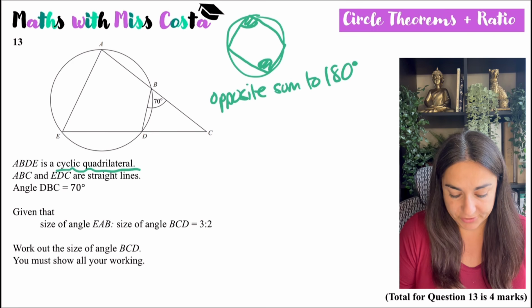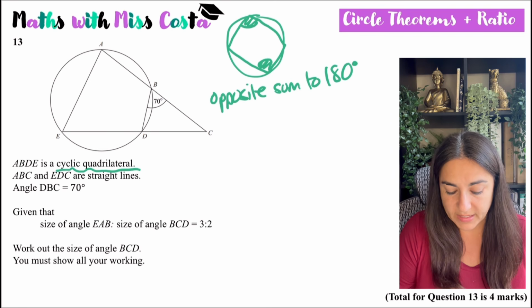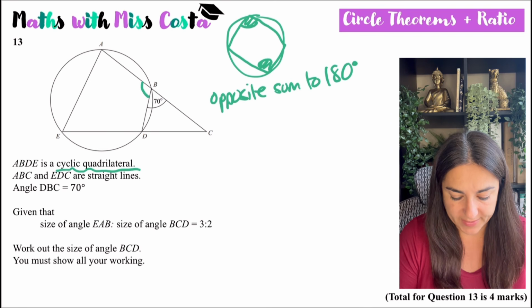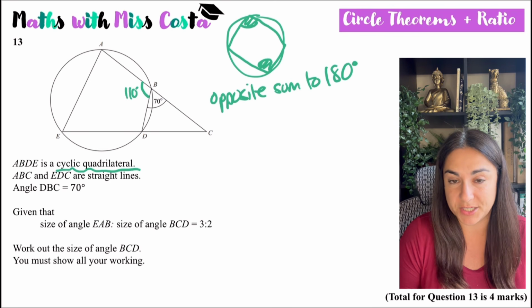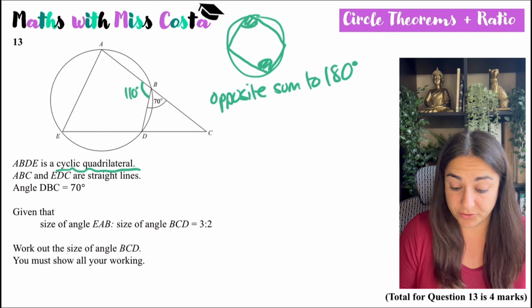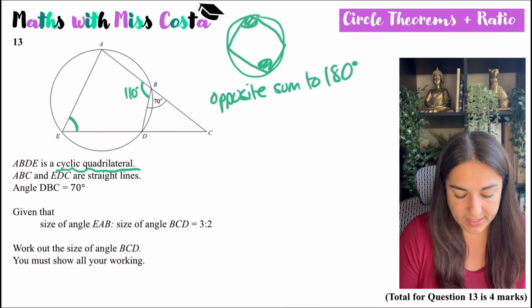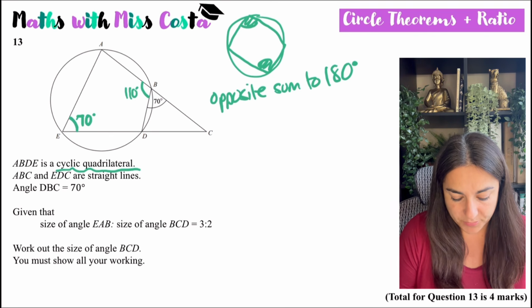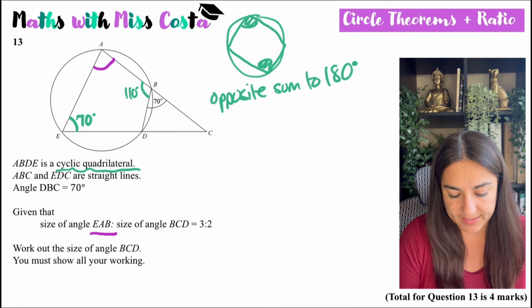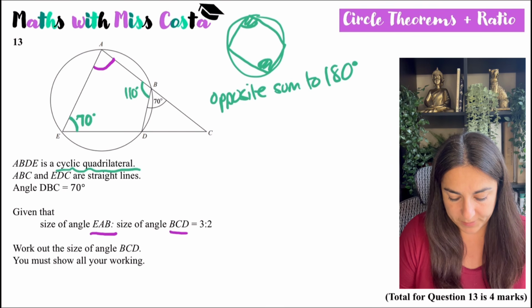ABC and EDC are straight lines, and angle DBC is 70 degrees. So the first thing I can do is work out that this angle here must be 110, because angles on a straight line sum to 180. Using cyclic quadrilaterals, I know that this angle here therefore must be 70 degrees, because opposite angles in a cyclic quadrilateral sum to 180. I'm then told that the size of angle EAB, so this angle here, to the size of angle BCD, so this angle here, is in the ratio 3:2.